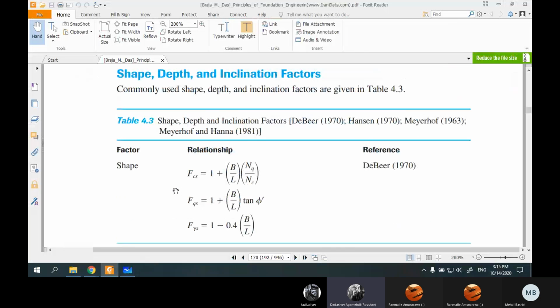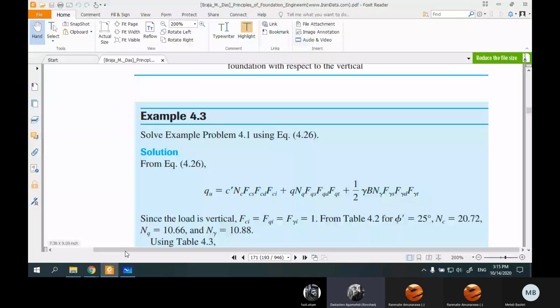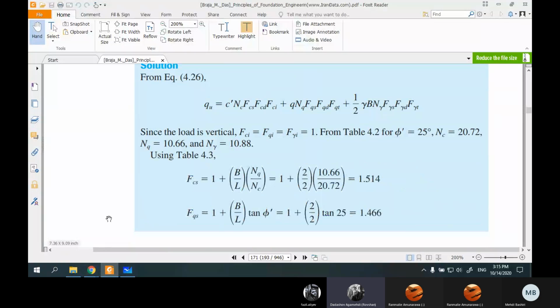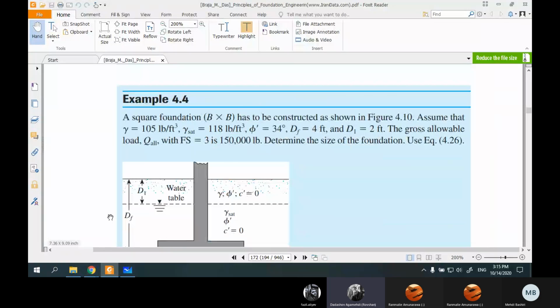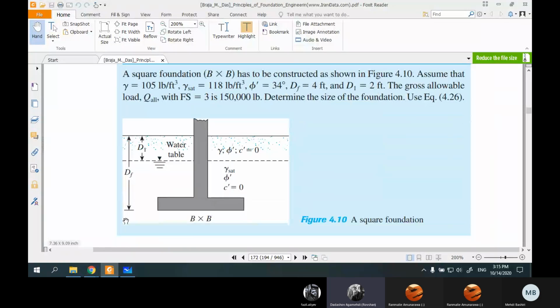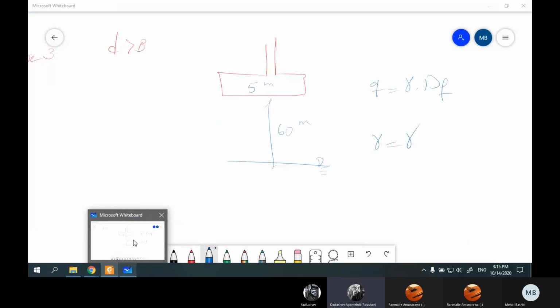So what we wrote is that if d is greater than B, there is no effect on the foundation. Can you repeat it again? We wrote that if d is greater than B, it means no effect on the foundation. Yes. But now we write gamma bar equal to gamma and q is equal to Df multiplied by gamma. Yes. Let me write it again. In this example, you can see.